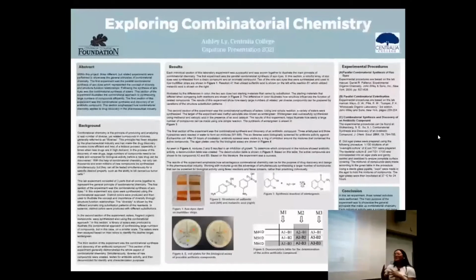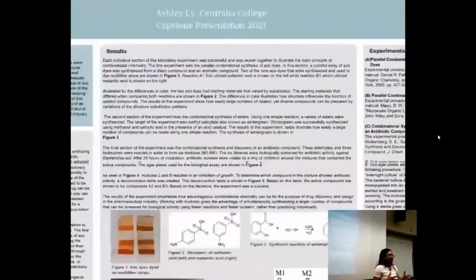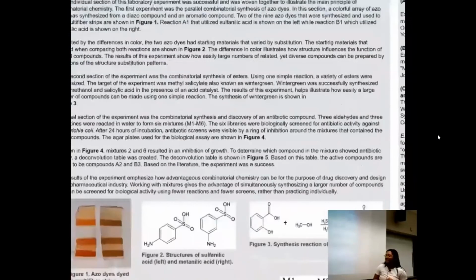But for this one, I only did it in 6. So compare 9 to 6, that saves a lot of time. And then imagine from like 100 to like 10. So in here, I synthesized them in mixtures, and then I tested them as well in mixtures on the E. coli plates to see if any of them had antibiotic activity.